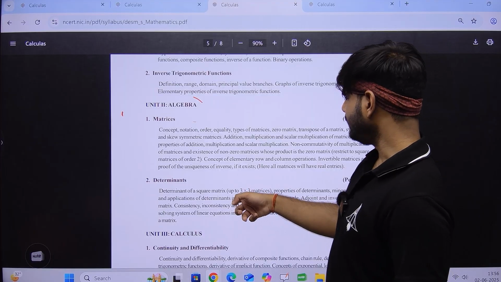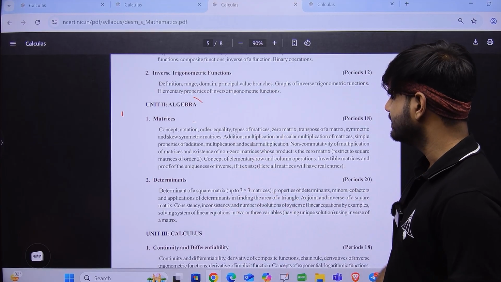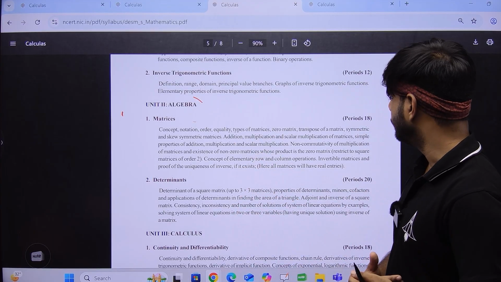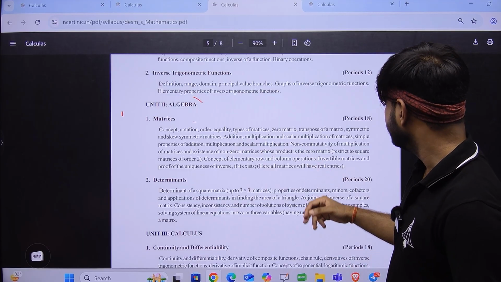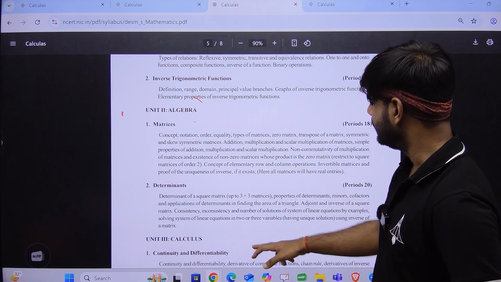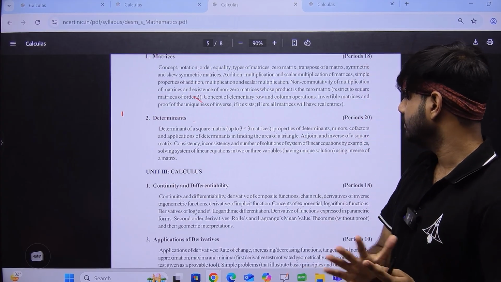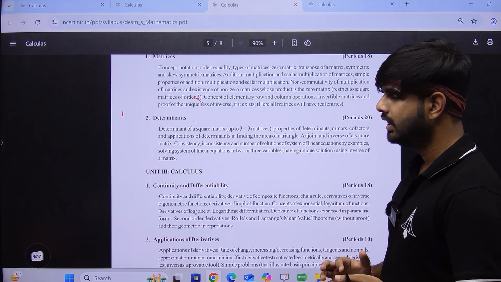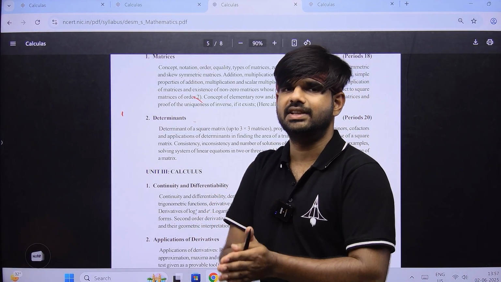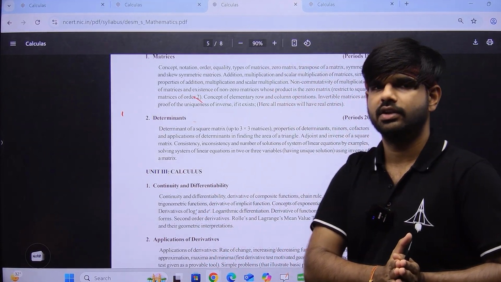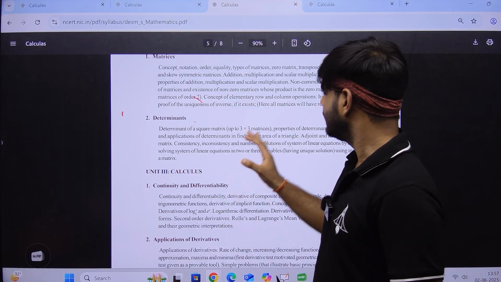Okay, so in that, addition, multiplication, operations on matrices, this is what is very common. Commutativity, invertible matrices, that is common. And similarly in determinants, consistency, inconsistency, sometimes that is asked. Okay, yet not that important, but can be asked. So you need to keep that in mind as well.